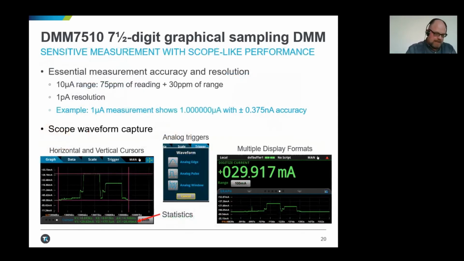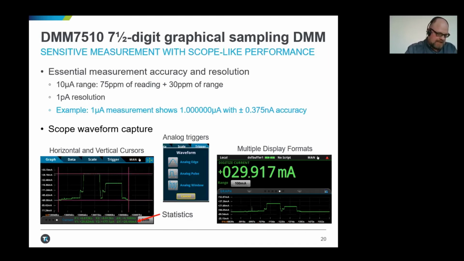Let me give you a feel for how good a sleep mode measurement you can make. On the DMM 7510's lowest current range, the 10 microamp range, the DC current accuracy is 75 ppm of reading plus 30 ppm of range. The reading shows digits down to 1 picoamp with 0.375 nanoamps tolerance. The accuracy specification covers a 2-year time interval. Thus, this measurement quality is not limited to a very short time period.